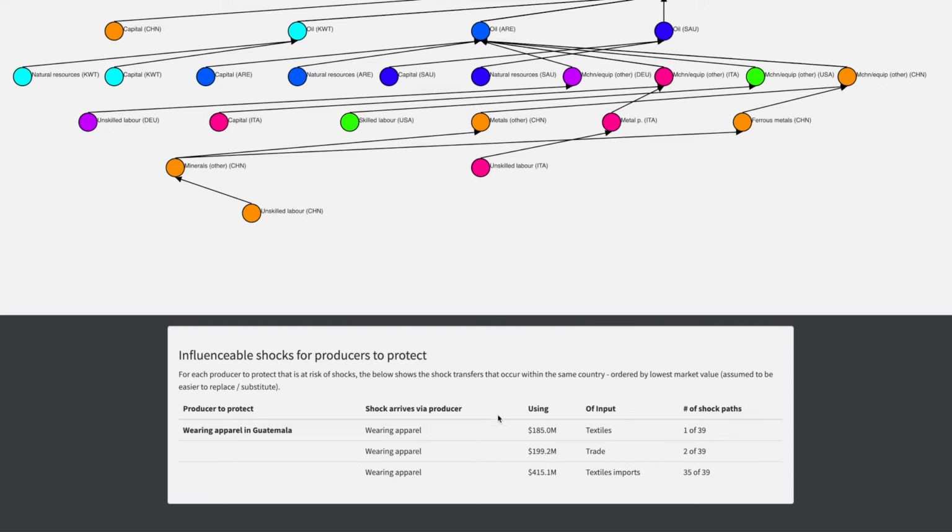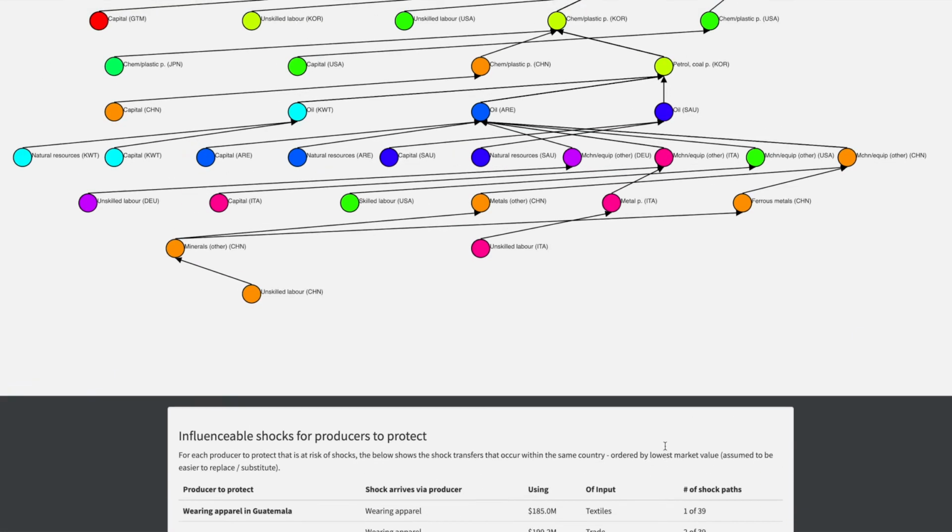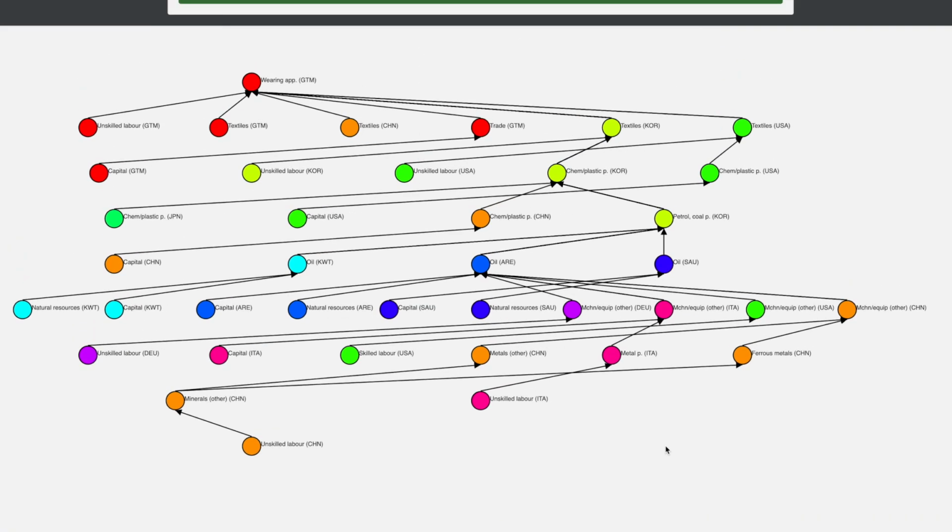And it shows the value of the flow and the potential impact that eliminating the flow might have on preventing future crises. Here it tells us that the majority of shock chains reaching wearing apparel come via imports of textiles. So if we can reduce the dependency on that input, then we can isolate ourselves from a lot of potential future shocks and hence avoid crises in the future.